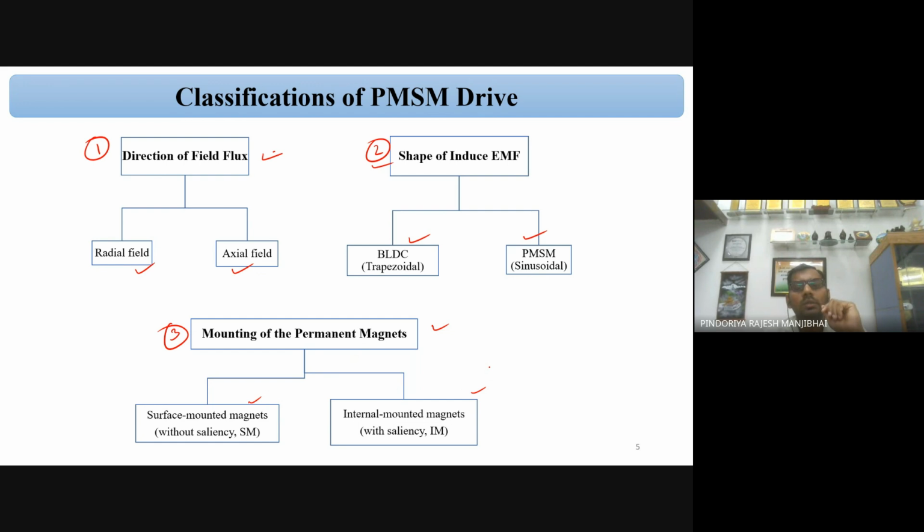Is there any confusion about this classification? So we can classify widely in three categories: direction of the field, shape of the induced EMF, and mounting of the permanent magnet. Okay.